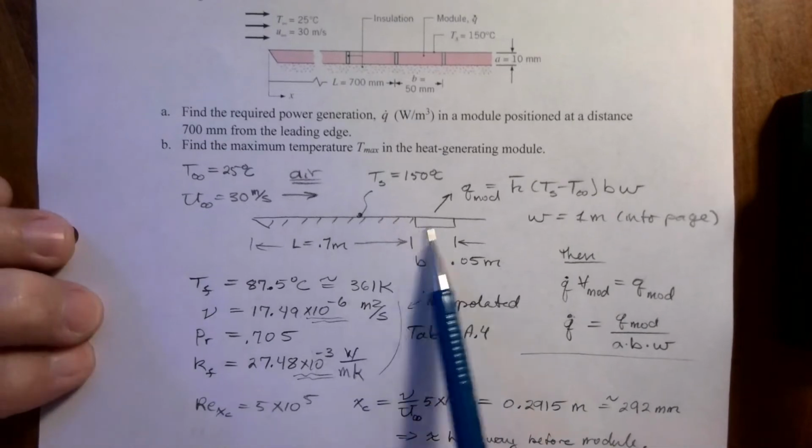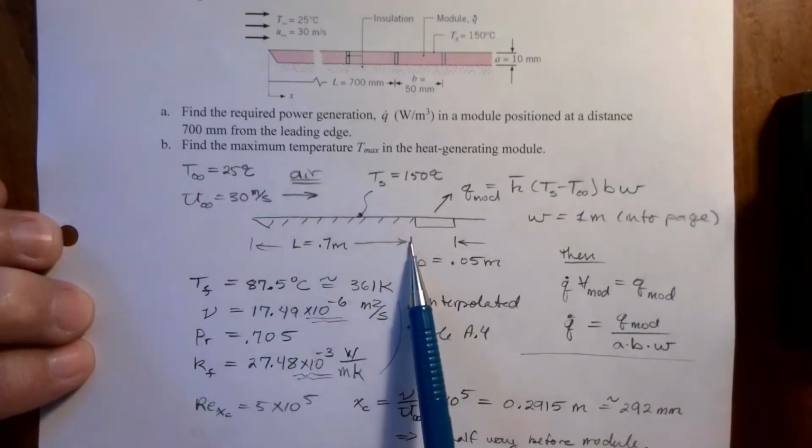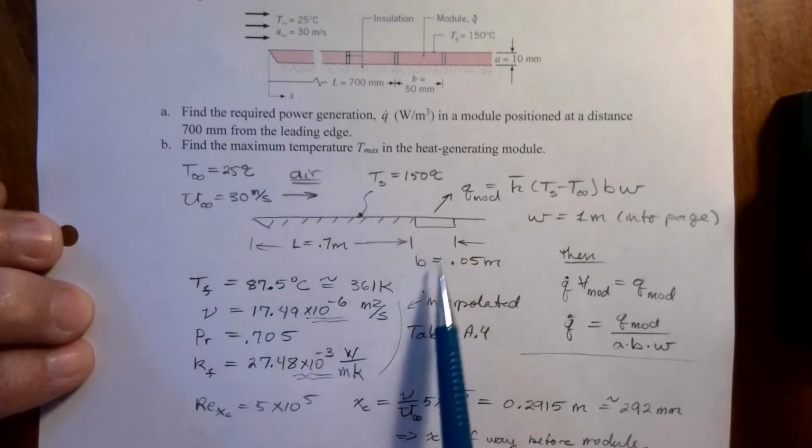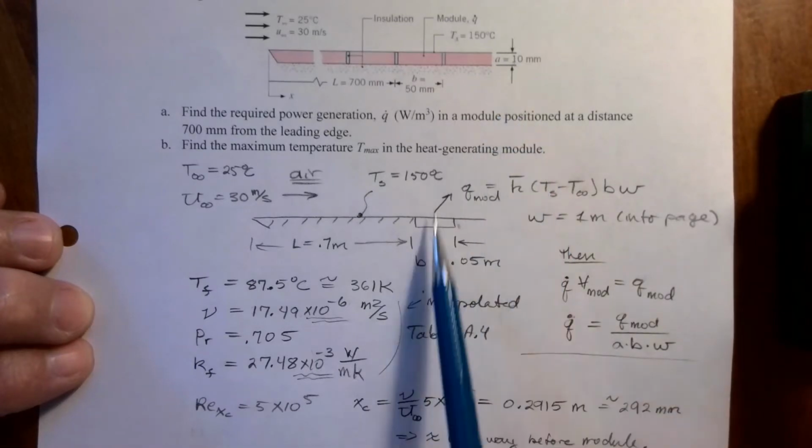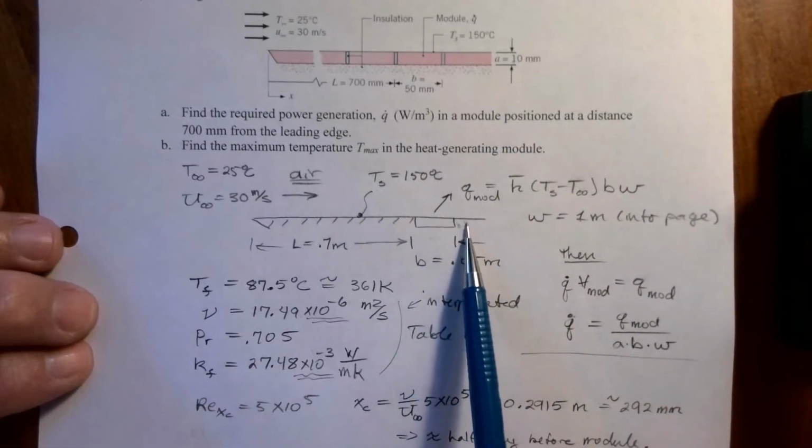So we have a module here that is 0.7 meters away from the leading edge. The length of that module, I'll call that B, is 0.05, that was 50 millimeters. There's actually a thickness of this, A, up here, which is 10 millimeters. I don't have it shown here. We won't need that until part B.